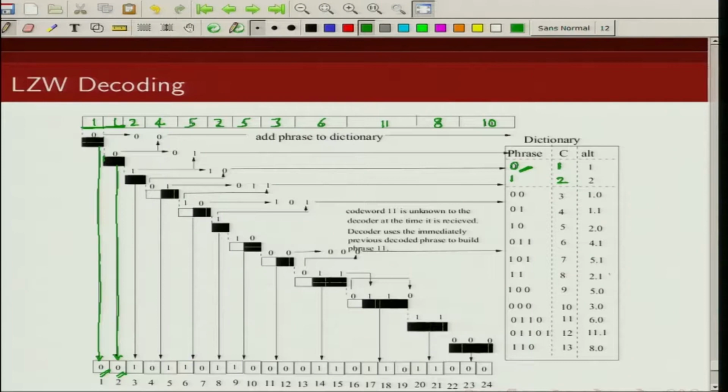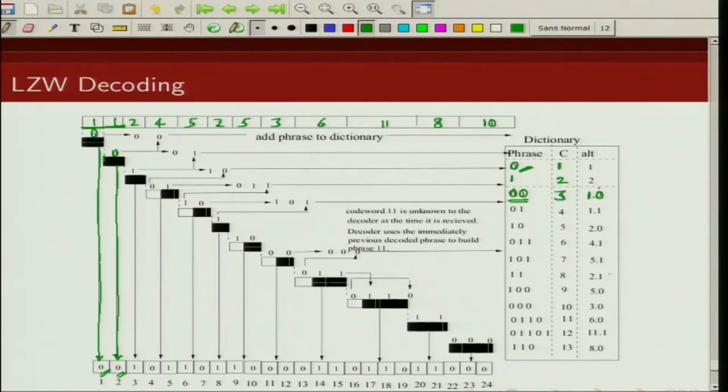Now what do I need to do? The first bit of this new decoded phrase is my innovation symbol. So I need to add to the previous phrase the innovation symbol. So I'm going to add 0 0. Why 0 0? Because the earlier phrase was 0, and the innovation symbol here is 0. So I add 0 0 into the dictionary. That's code word number 3. And in the alternative representation, this is 0 concatenated with 0. So 0 is code word 1 concatenated with 0.